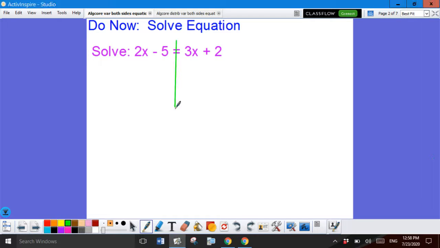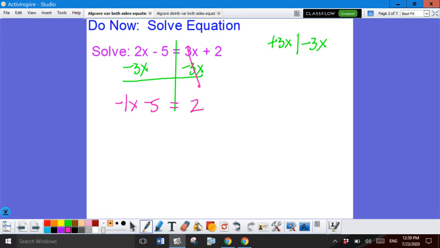Okay, so if this is a positive 3x, how do I move it to the other side? Well, you're right. The opposite would be a negative 3x. So I'm going to subtract 3x. That's the first thing I'm going to do. Cross out. 2x minus 3x is a negative 1x. Minus 5 equals 2. Okay, now I'm ready for my steps.